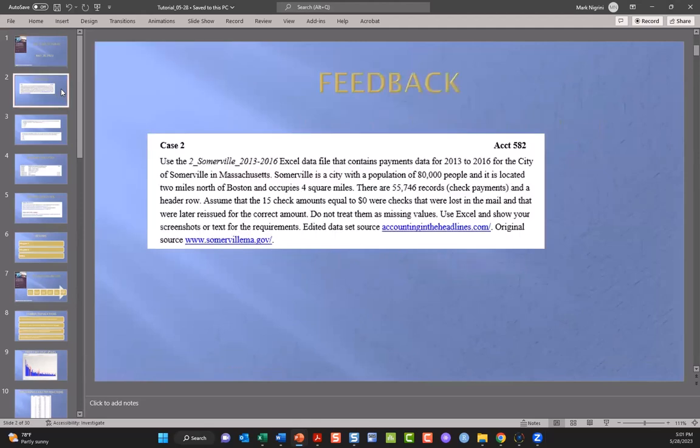Feedback. Case 2, you did very well. I graded it last night. The average was 93%, which is very nice. I'm happy. And the median was 100%, which means that more than half of the class got a perfect score, 100%. I was very happy. The work was well done.